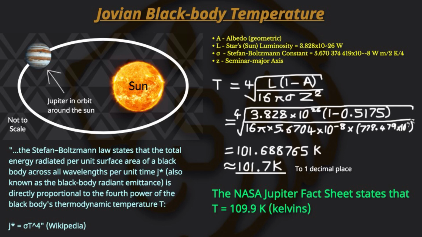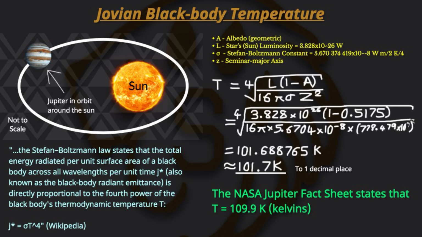In our semi-major axis we put it in meters, because remember the SI units rule, we put SI units when we're calculating, so we have to convert it to meters, which is 778.479 times 10 to the power of 9, and then we have to square that. Remember, those values were in gigameters, so that's why we put 10 to the power of 9. And then that will be equal to 101.68 kelvins, which is 101.7 kelvins to 1 decimal place.